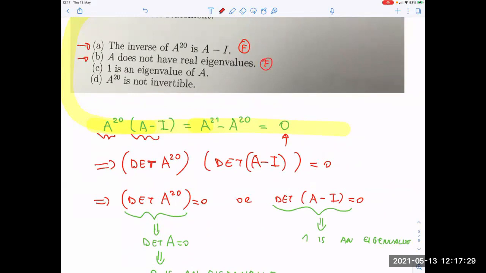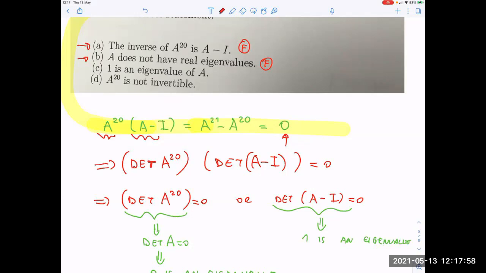Does not have real eigenvalue is false. Okay, then let's see the next one. 1 is an eigenvalue of A, and A^20 is not invertible. And I'm afraid that here, this multiple choice has a problem because these two might be both true.